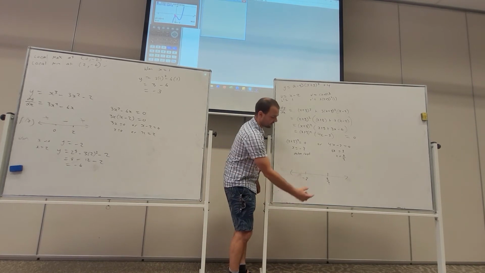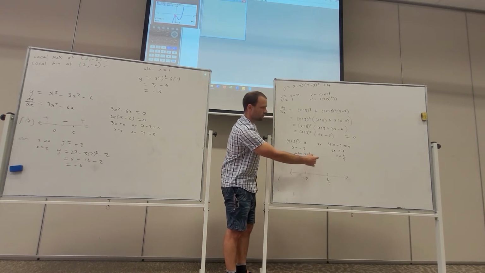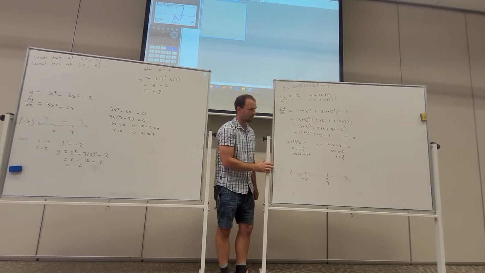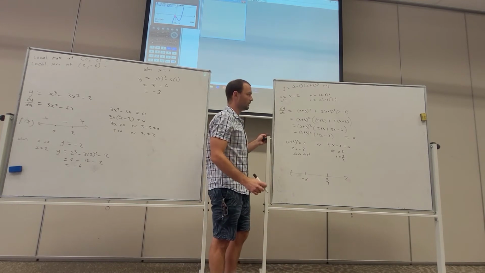So we ask, what's a number between here and here? 0. Plug that into the derivative equation and see what its value is. Is it positive or negative? All right, so we can do that. The third thing we can do is remember something from year 11 maths. This is why we learn year 11 maths.